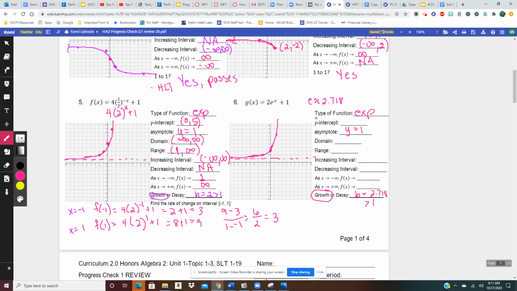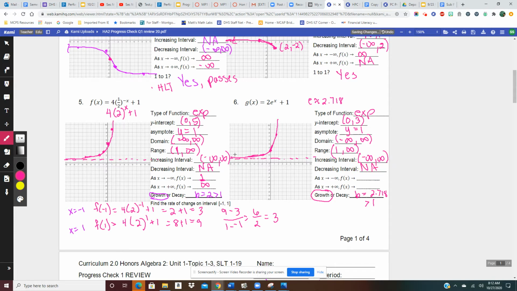All right, your y-intercept is going to be normal 2 plus 1 is 3, so (0, 3). Your domain, again, always the same answer, all real numbers for exponential. And your range is your y value, so it's again 1 to infinity, but not including the 1. It increases along your entire domain, so we increase from -infinity to infinity. It is not decreasing at all, so I'm going to write NA.